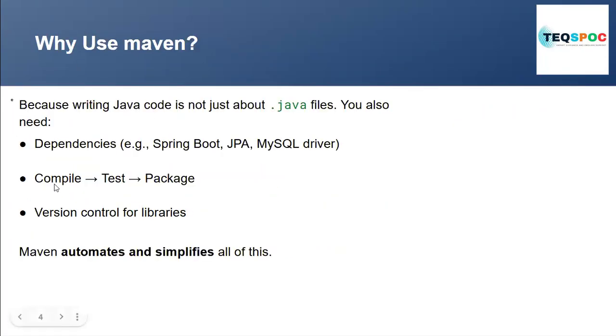Now, what is the use of Maven? Why are we using Maven? Writing Java code is not just about the Java file. We have to add the dependencies. For adding a dependency, we go to the Maven libraries and add it from there, and it will compile, test and package. It is also a version control for the library. Maven automates and simplifies all of this, meaning it will automatically import all the libraries and packages related to the dependencies which you have added with the help of Maven.